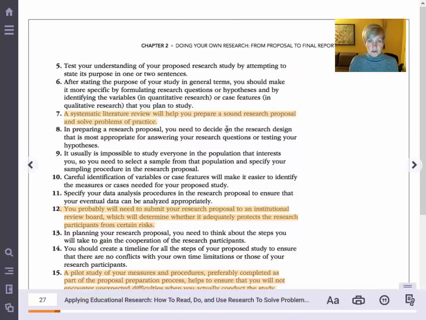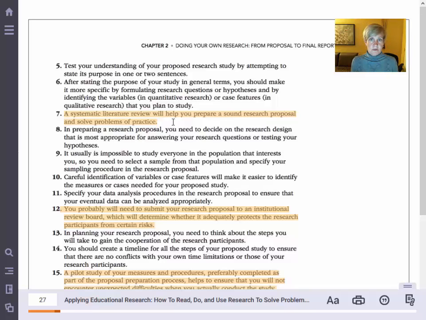Number 7, the systematic literature review will help you prepare a sound research proposal. It's okay to replicate a study, but say that you're doing it, and don't reinvent the wheel. If other people have attempted or addressed your question of interest, use what they've done to develop your own question and say, well, this has been answered pretty well. I don't need to ask this question anymore. Or say, you know, they asked all of this and they didn't ask this. And so that's conducting the review of the literature.